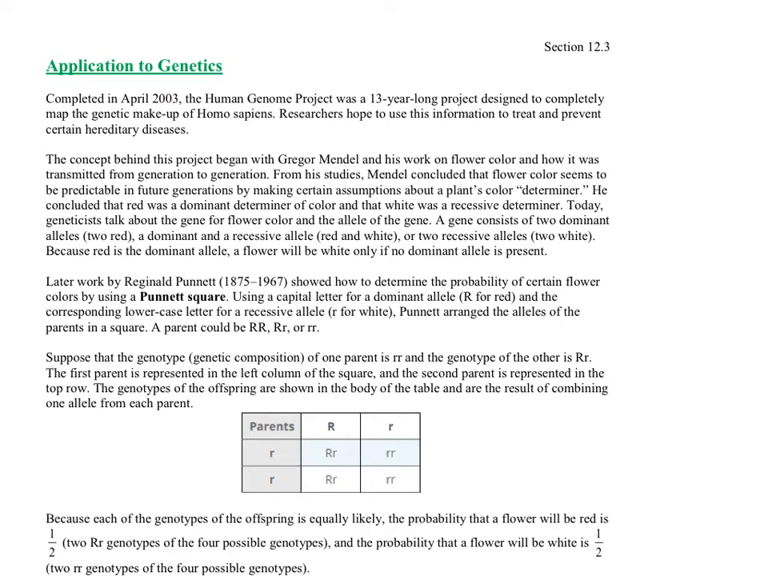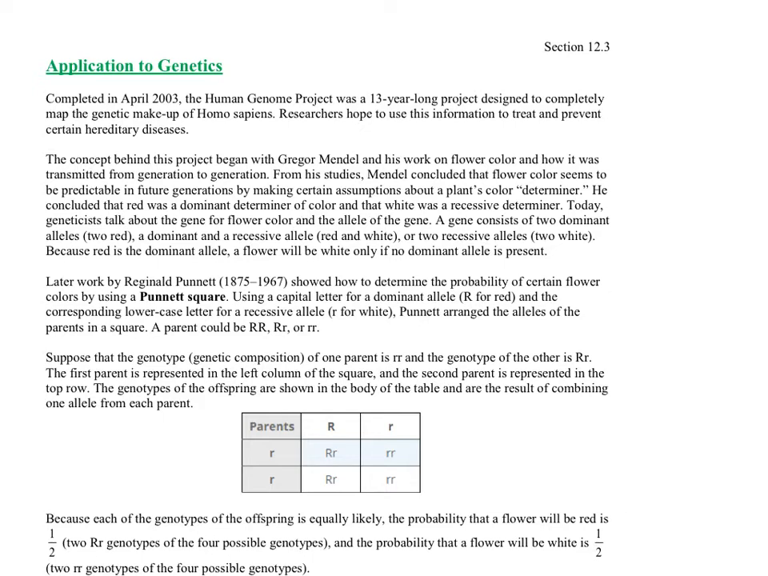A nice real-world application of probabilities is in genetics. The Human Genome Project was completed in 2003. It was a 13-year-long project designed to completely map the genetic makeup of Homo sapiens, humans. Researchers hope to use this information to treat and prevent certain hereditary diseases.